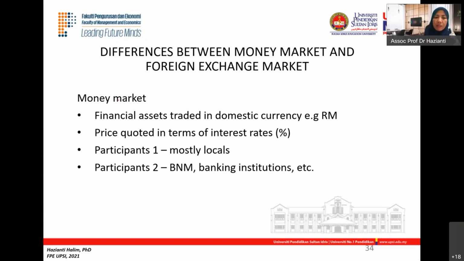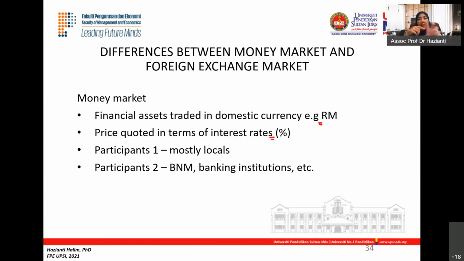Again, like I said, in the money market, all the financial assets are traded in domestic currency. In any country, when they talk about money market, they are talking about assets traded in their domestic currency, whether ringgit Malaysia, Singapore dollar or British pound. That is the money market, traded in domestic currencies, and the price is quoted in terms of interest. For example the bankers acceptance we did earlier, the repo we did earlier.